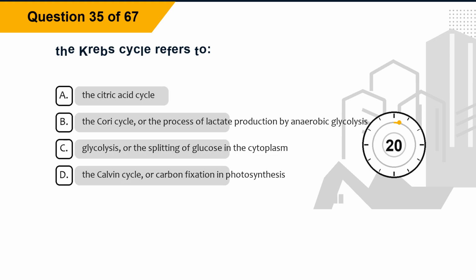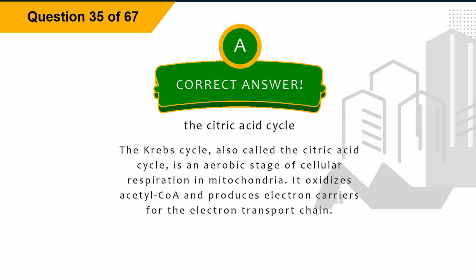Question 35. The Krebs cycle refers to option A, the citric acid cycle. Option B, the Cori cycle, or the process of lactate production by anaerobic glycolysis. Option C, glycolysis, or the splitting of glucose in the cytoplasm. Option D, the Calvin cycle, or carbon fixation and photosynthesis. The correct answer is option A, the citric acid cycle.